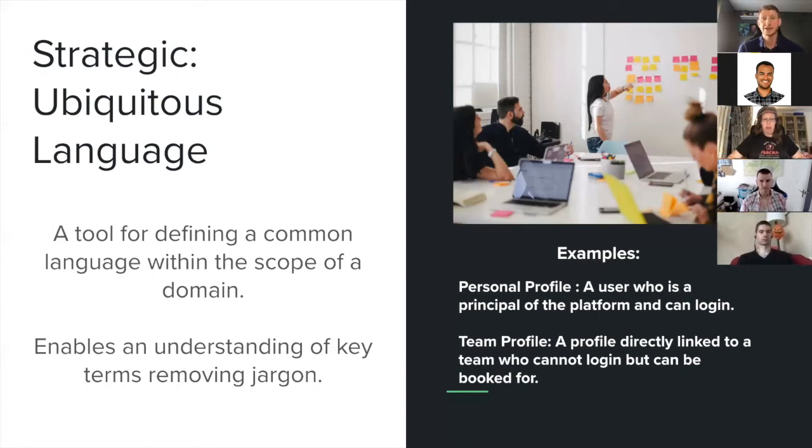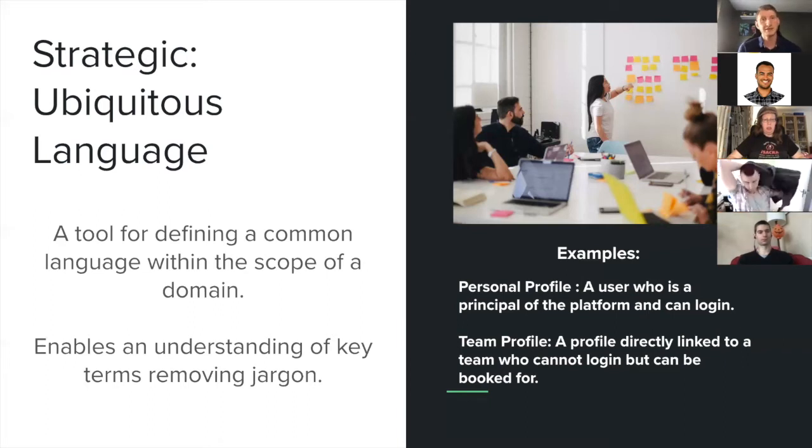So we have in our user subdomain a ubiquitous language term called personal profile. A personal profile is a user who is a principal of the platform and can log in or authenticate with the platform. But we also have something that's quite similar, but subtly different, called a team profile. Those profiles link directly to a team, which is kind of like a customer in our platform who cannot log in, but can be booked for.